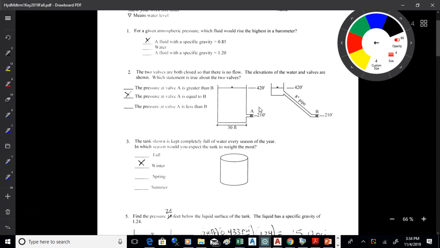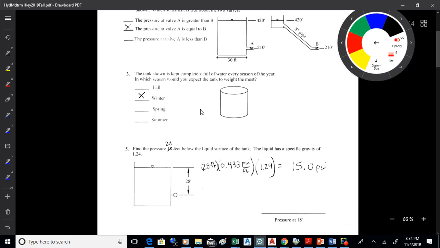Number 2 here, the water level in both cases is at the same elevation, and the valves in both cases are at the same elevation. So that means the pressure at valve A is equal to B. There'd be no difference in the pressures because the elevations of the water level and the valves are the same.